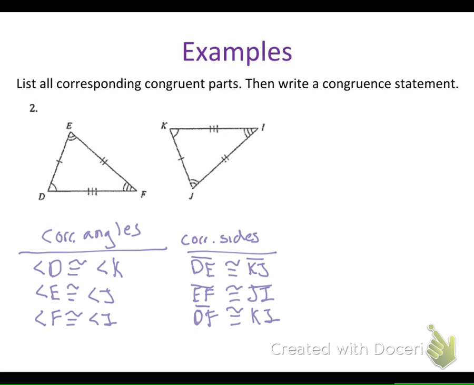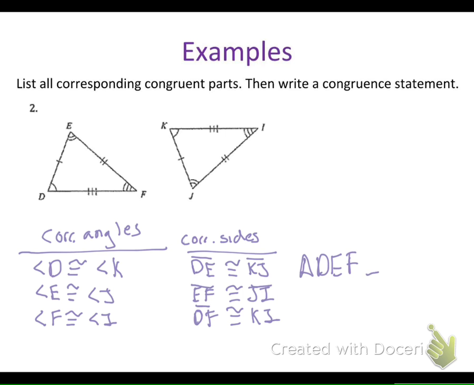Okay, so we see that we have corresponding angles. Angle D corresponds to angle K, angle E corresponds to angle J, and angle F corresponds to angle I. Then we have corresponding sides. Side DE corresponds with side KJ, and so on. And this is where order matters. So we're going to write out our congruence statement of our triangles. I'm going to say triangle DEF, so what I did is I went directly down this column here. Triangle DEF is congruent to triangle KJI.